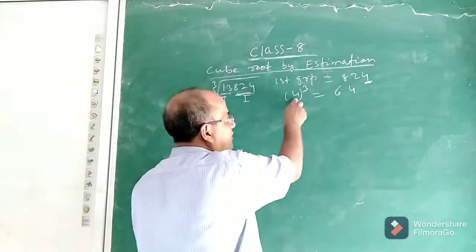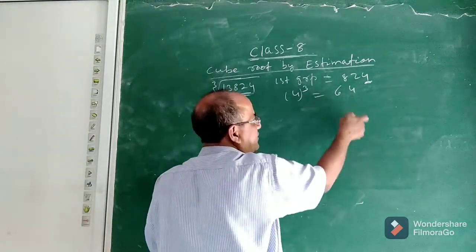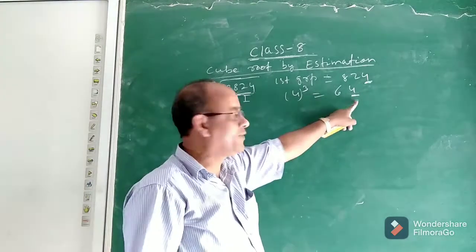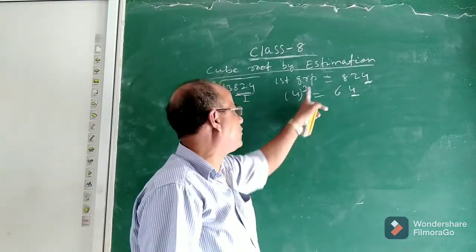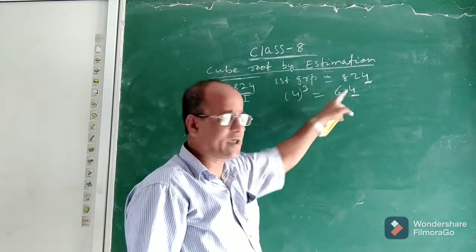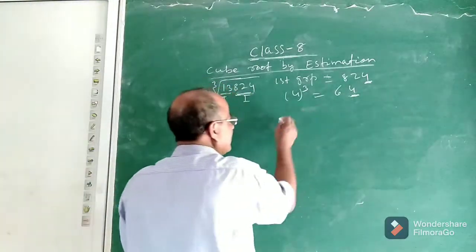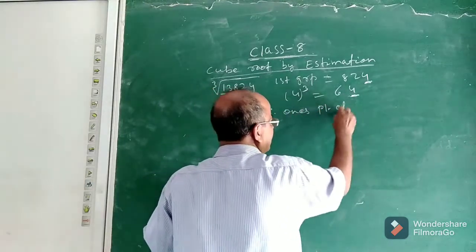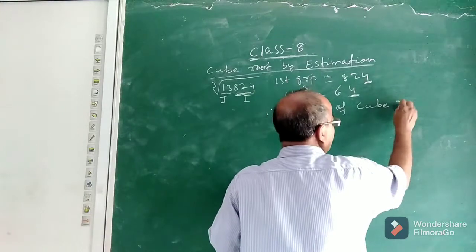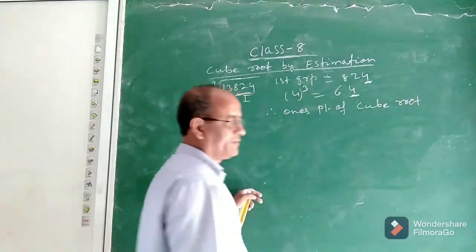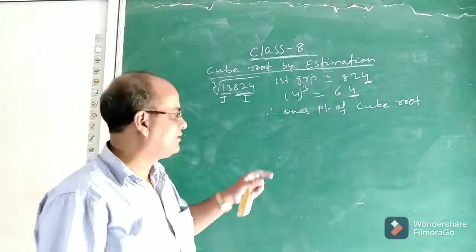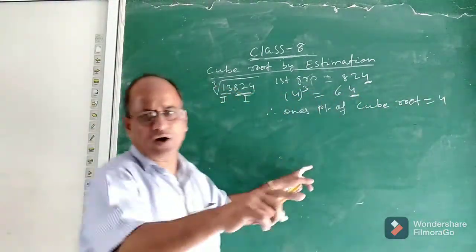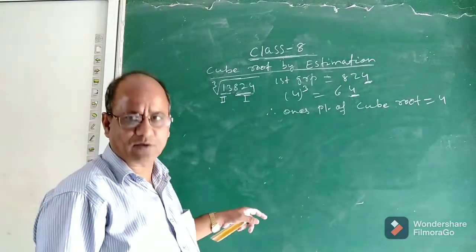On taking the cube of the ones place of the first group, we got 64. And what is the ones place here? The ones place of 4 to the power 3, which is 64, is 4. So this 4 will be the ones place of the cube root, that means the cube root which you want to find. The ones place of the cube root will be equal to 4. Now we have got the ones place of the cube root which we want to find.